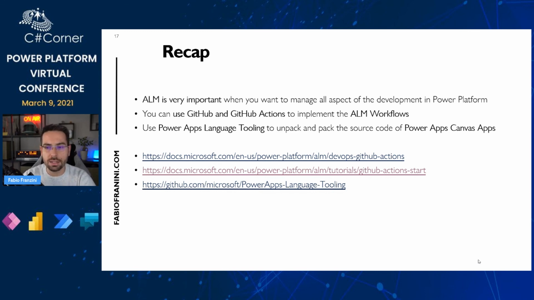Inside this slide, you can find some links. Basically, two links from docs.microsoft.com that explain all the things that I covered inside this session. And the last link is the Microsoft Power Apps language tooling repo, to download the source code and then build the tool to pack and unpack the source code for the Canvas application.